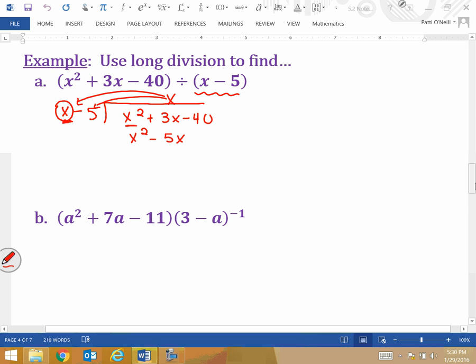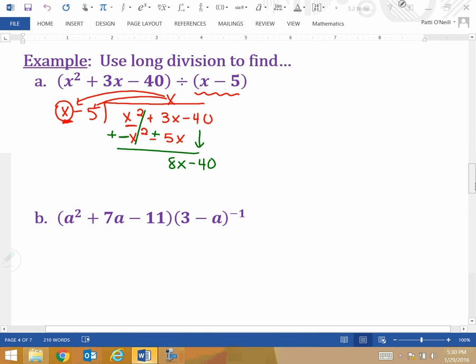Now in regular long division, our next step would be to subtract, and that's what we're going to do in this problem. When I subtract, I end up having to basically add the opposite. So this becomes plus negative x squared plus 5x. So our new signs, the x squared should drop out, and 3x plus 5x is 8x. Bring down the minus 40.